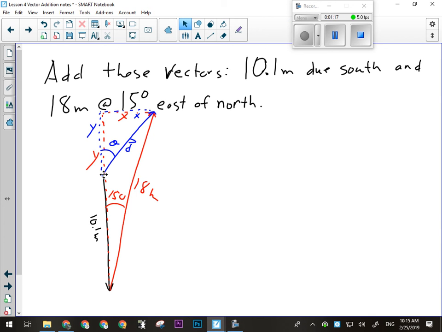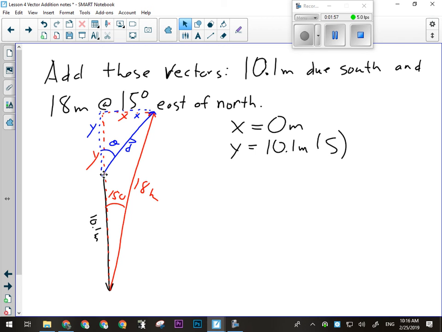Next step is we got to calculate all the x's and all the y's. I'm going to assume that's probably where most people are at right now, calculating all those numbers. So for our black vector, the 10.1 meter long vector, x is 0. How do I know x is 0 for the 10.1 meters south? It's due south. It's only going vertically. It doesn't have any horizontal east or west component to it. And that means then that y is 10.1 meters south. So that's all I have to do with that vector.